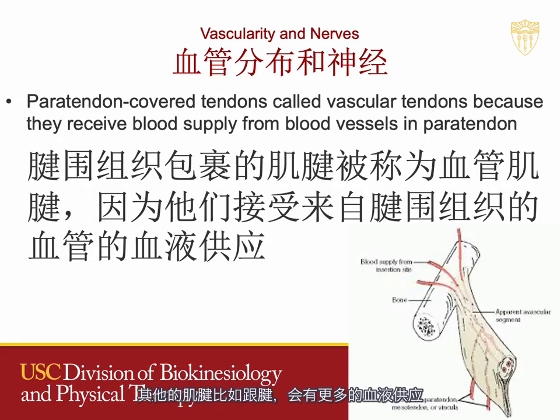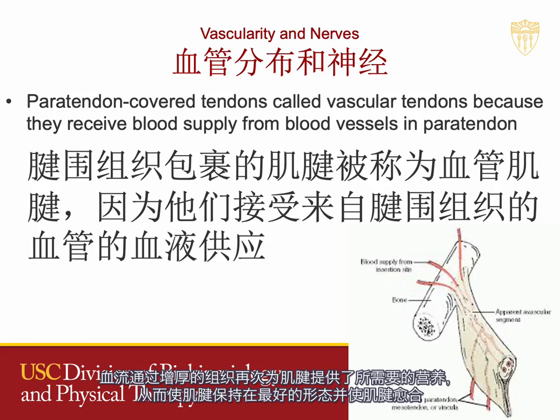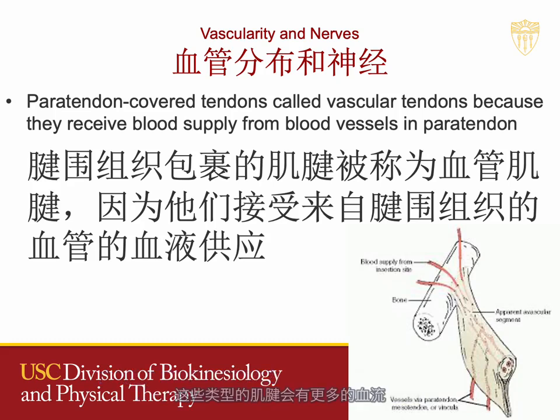The other tendons, like the Achilles tendon, are going to have more blood flow to them. The blood flow comes through that thickened tissue and provides, again, the nutrients that are needed for the tendon to stay in the best shape possible and for the tendon to heal. So there is more blood flow to those types of tendons.